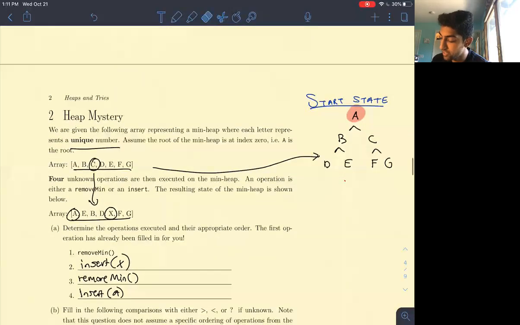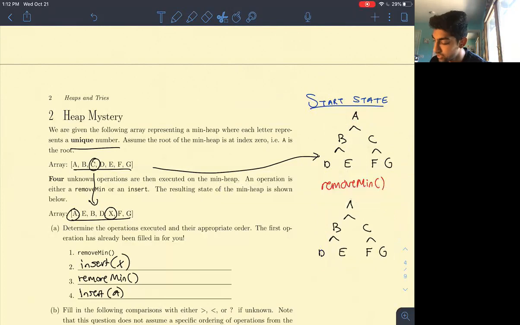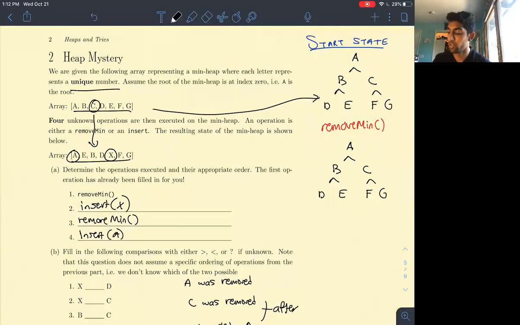So we have this starting state, and the first thing that I've claimed we should do is remove min, and that's from the pre-given code. So we call remove min. Okay, pay close attention here. This is some important heap operations. After doing remove min, what will happen is A will get destroyed, G will go to the top, and then G and C will swap. Okay, so that's what we want to occur.